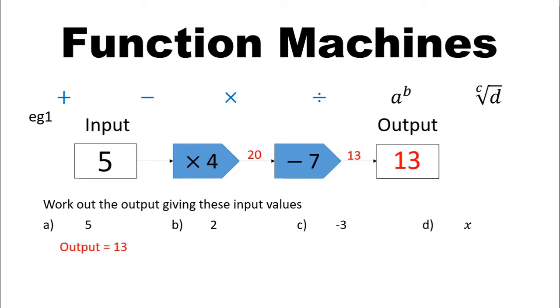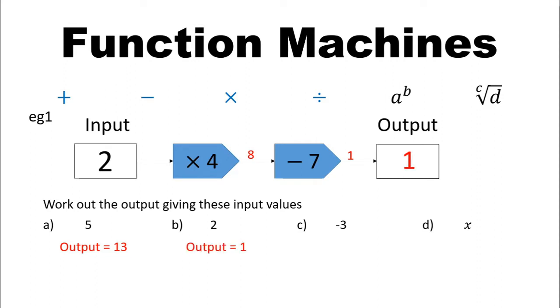Now my output value always depends on what my input value is. So suppose I input 2, I will perform the same operations on my input value. First I'll multiply by 4, that'll be 8. Then subtract 7, that'll be 1. So my output value is different. Now my output is 1.